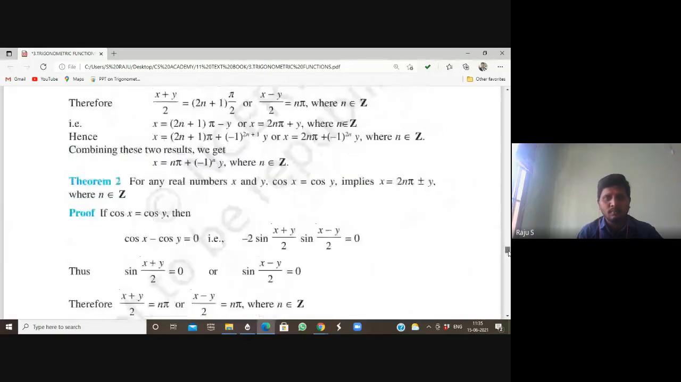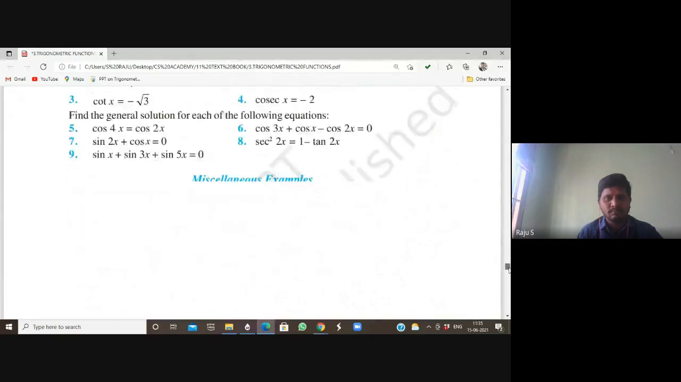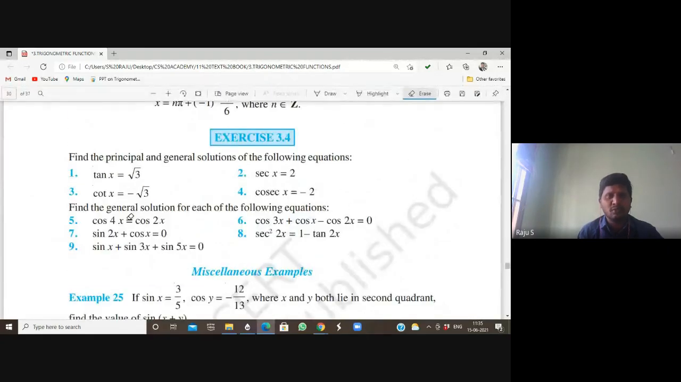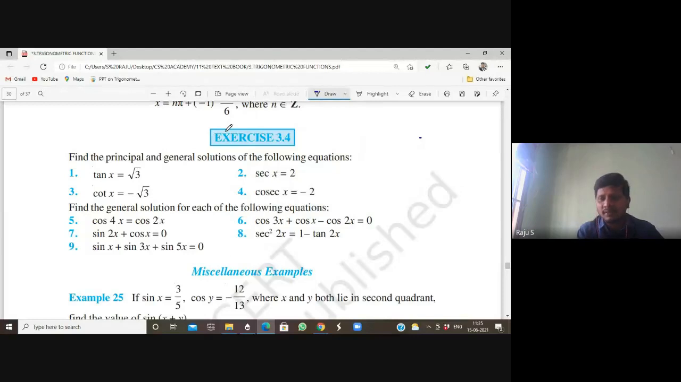Before that, let's see some questions given here. Can you tell me what the principal solutions are? First, they ask you to find the principal and general solution. First, let us see the principal solutions. General solutions are very easy if you know the principal solution. Okay, tan x is equal to root 3.